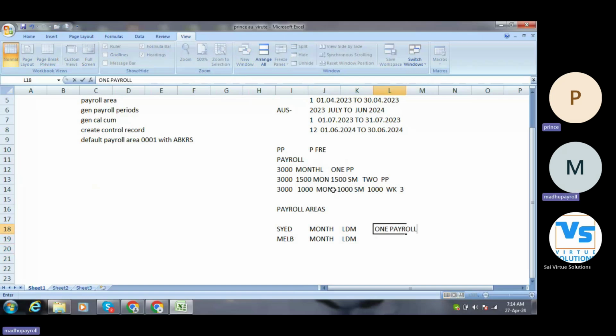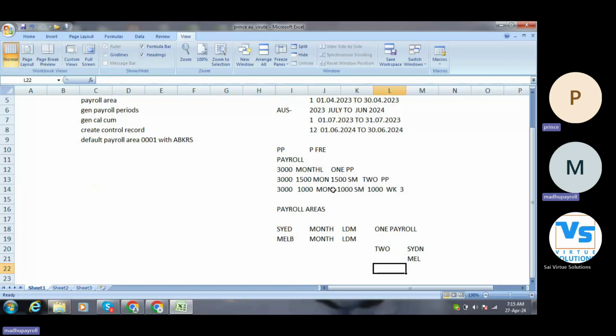Normally you can create one payroll area. Some people create two payroll areas, one is Sydney payroll area, another is Melbourne payroll area. But when an employee transfers mid-period from one personal area to another personal area, are you going to change the payroll area? Normally we have to change it. We have to change, right?